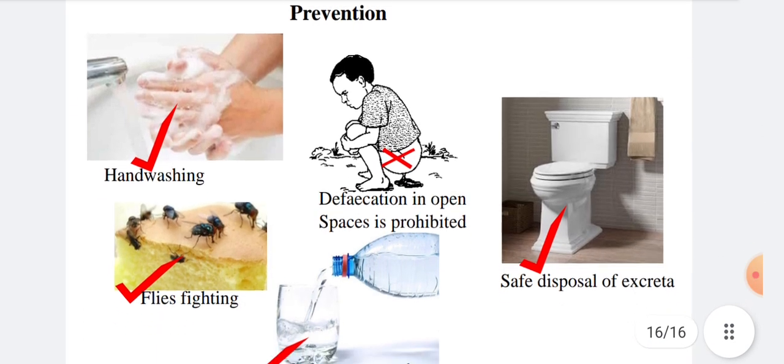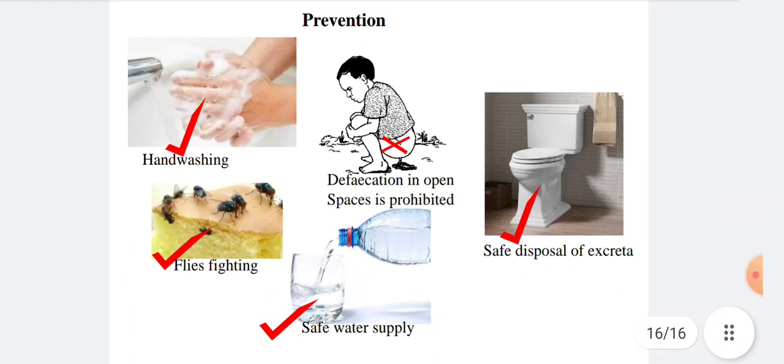Prevention here also, this is a figurative demonstration of the preventive measures. Hand washing, flies fighting, safe water supply, prohibition of defecation in open spaces, and safe disposal of excreta.